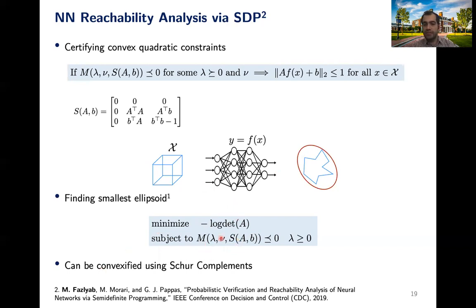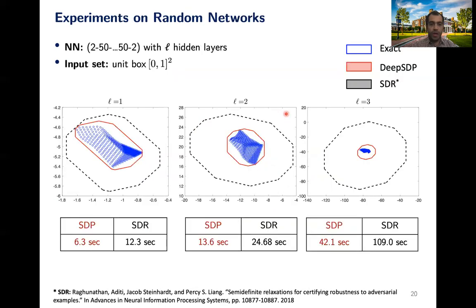However, we can convexify this LMI, this matrix inequality constraint, using Schur complements. So to the best of our knowledge, this is the first convex optimization based framework to propagate ellipsoids through neural networks. Here's a simple example on randomly generated neural networks with 2 inputs and 2 outputs, so that we would be able to compute the output reachable set exactly and visualize it.